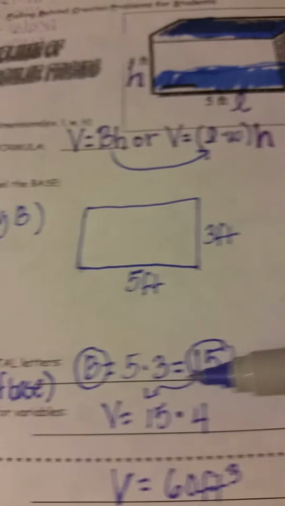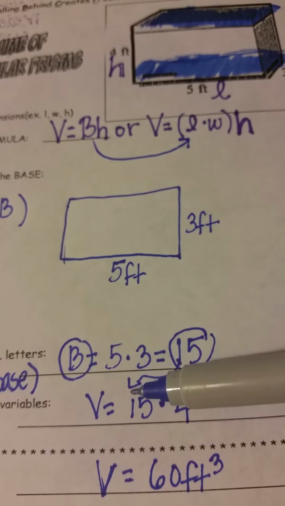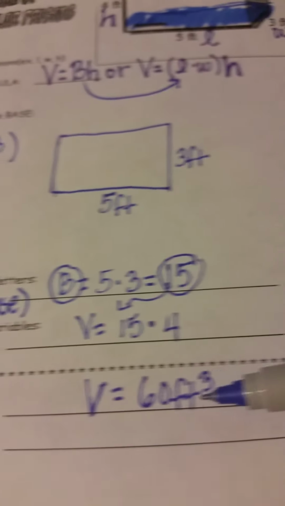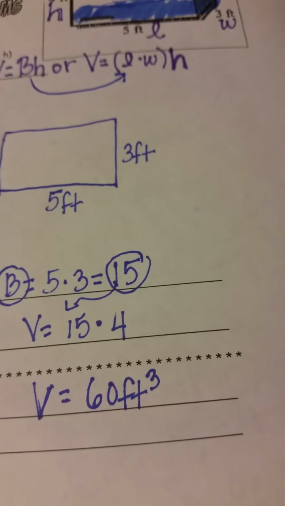Next step was to plug it in. All I did was bring that down. The volume equals big B times the height, which was 4. And then I solved 60 feet cubed.